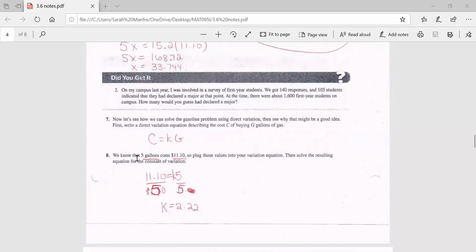So question 8, 5 gallons costs $11.10. So the cost is equal to some number times 5. Well, what is K going to be? 11.10 divided by 5 is going to be 2.22. What does this mean? Well, first, the constant of variation is 2.22, and that is also the price for 1 gallon of gas. So if 5 gallons is $11.10, 1 gallon of gas is $2.22. So the constant of variation is really the same thing as our unit rate or the slope, the price per one thing.